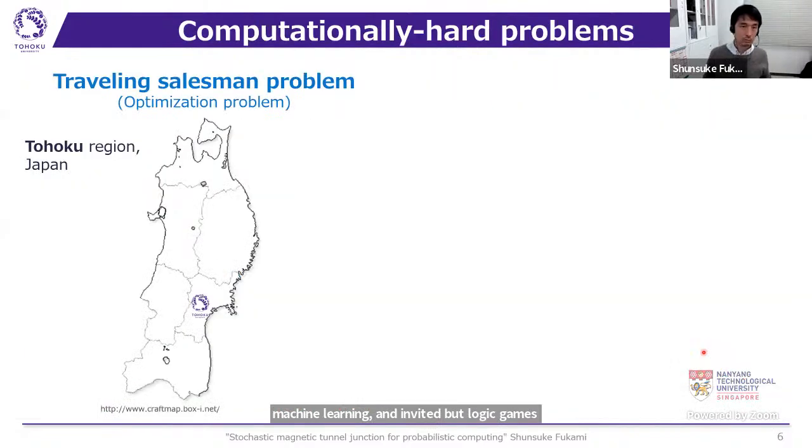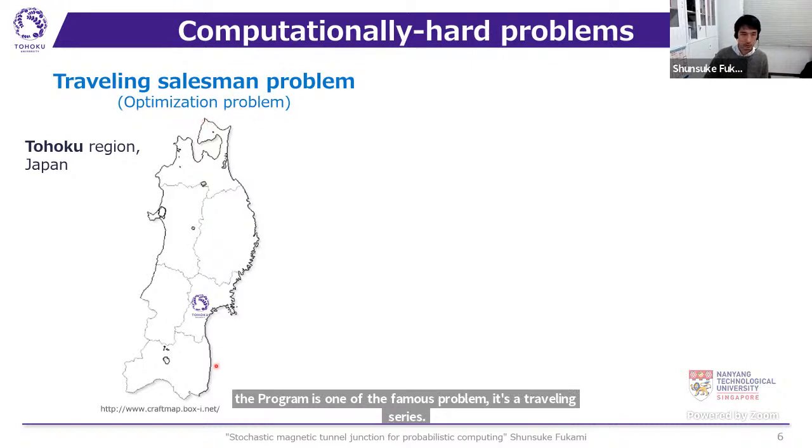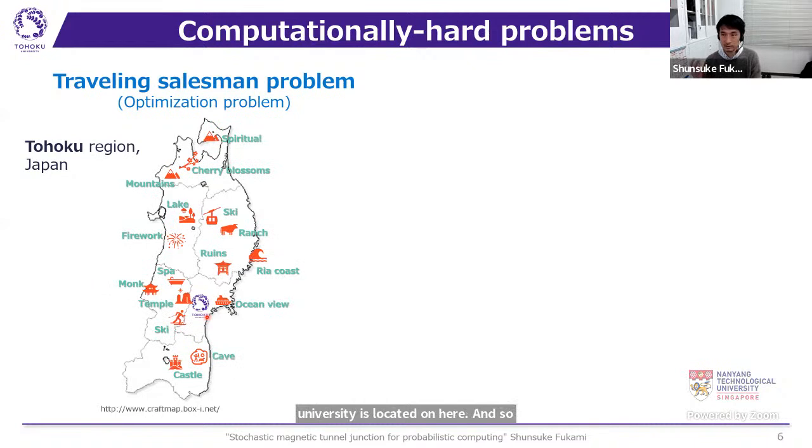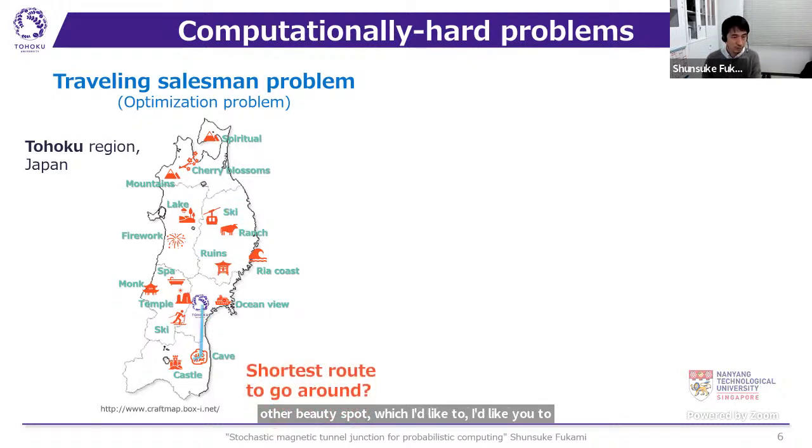Next I would like to talk about computationally hard problems. One famous computationally hard problem is the traveling salesman problem, which is categorized as an optimization problem. This is a map of the Tohoku region, and Tohoku University is located around here. There are several beautiful spots which I would recommend you visit. The traveling salesman problem asks: what is the shortest route to go around these spots and return to the origin? This is a very typical computationally hard problem, and as the number of spots increases, conventional computers cannot efficiently solve for the shortest route within a reasonable time and with reasonable energy.